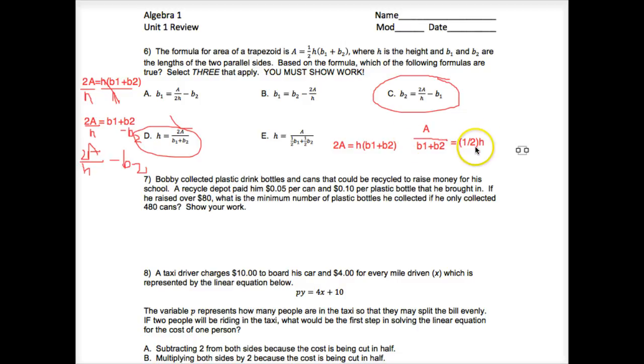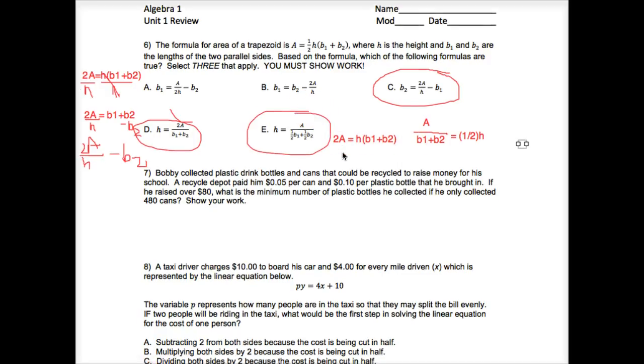And so if you did it this way, then some people would say, oh, well then I need to multiply both sides by 2. Well, having a 2 in the numerator is the same as having a 1/2 in the denominator. So E is also a correct solution.